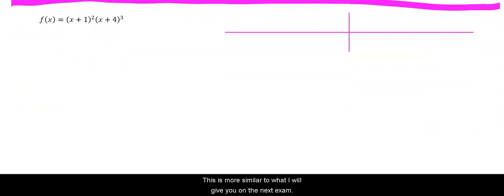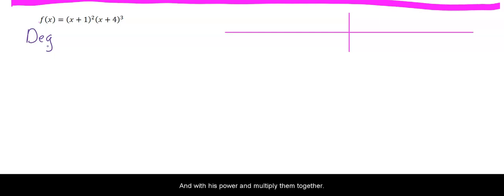This is more similar to what I will give you on the next exam. On this problem, we're given the polynomial in factored form. First, let's figure out what the overall degree of the problem would be. To find the overall degree, I'm going to take the highest degree term in each individual factor with its power and multiply them together.